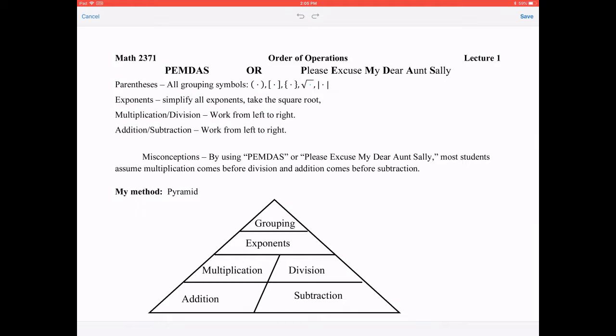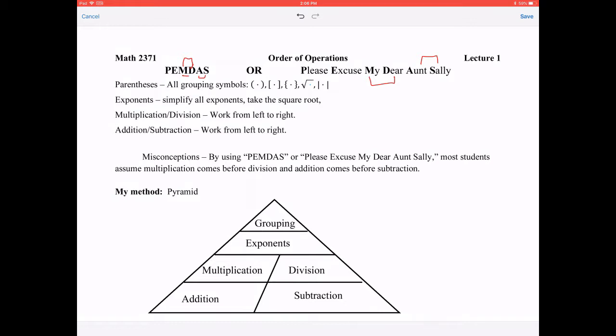with these. One is, for both of these, they imply that multiplication comes before division, and that addition comes before subtraction. And I know that, and I hope that all of you know that they don't. Both multiplication and division, addition and subtraction, are supposed to be worked from left to right. Now, students learn these and they think that they're supposed to be done in the order that they occur.